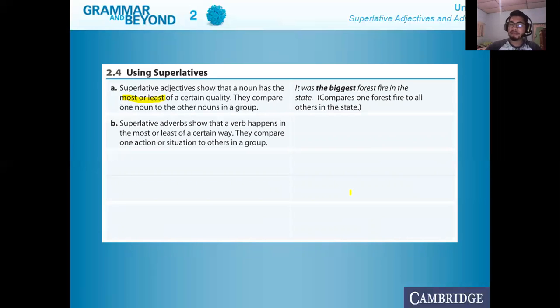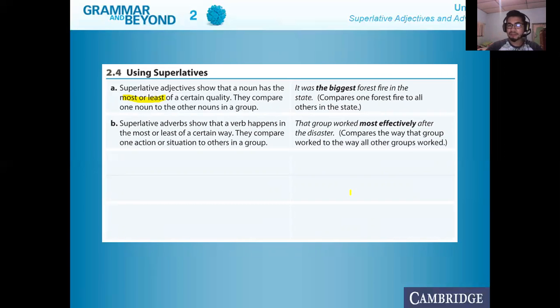Superlative adverbs show that a verb happens the most or least in a certain way. They compare one action or situation to another group. So in this case, as when we were talking about comparatives, we're comparing actions in different ways. For example, that group worked hardest or worked most efficiently after the disaster. Worked most efficiently compares the way the group worked and the way in which the other groups worked. So let's imagine that we had eight rescue groups, but just one was the one that worked the hardest. Probably they worked more than 8 hours. They were working nonstop, and they were even taking their breaks to work. Therefore, they were the most efficient because they rescued more people and helped to save more people in danger in that situation.